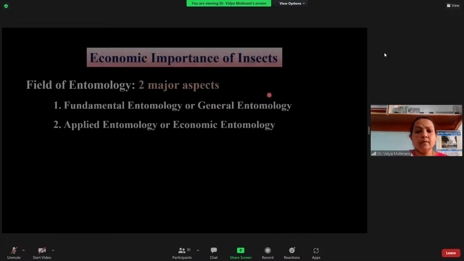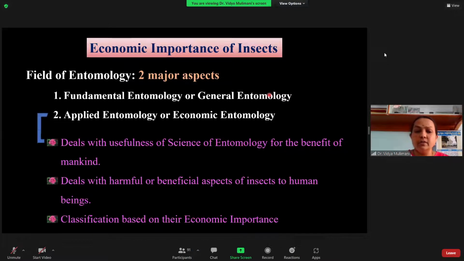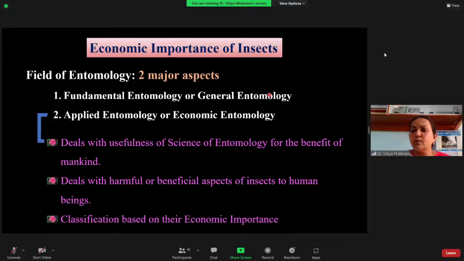Next, you can see economic entomology. You are going to deal with the usefulness of the science of entomology for the benefit of mankind. Finally, whatever is there, we find whether it is of benefit to human beings. What is its application to the life of man? That is applied entomology, which deals with the usefulness of the science of entomology for the benefit of mankind.